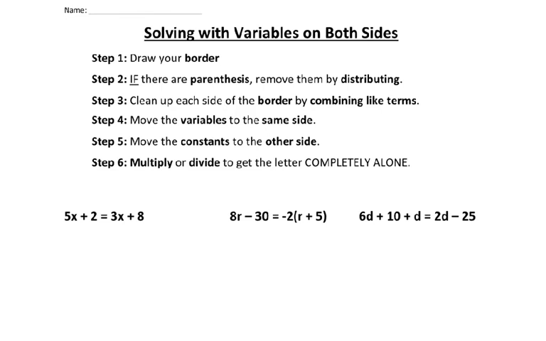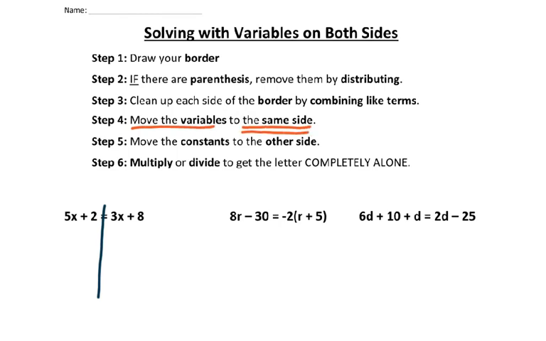If we look at step 1, it says draw your border. We use this border to separate our two sides, so that we can see which letters are on which side. Step 2, if there are any parentheses, remove them by distributing. In our first one, there are no parentheses, so we do not need to distribute. So we're going to skip to step 4, which says move the variables to the same side.